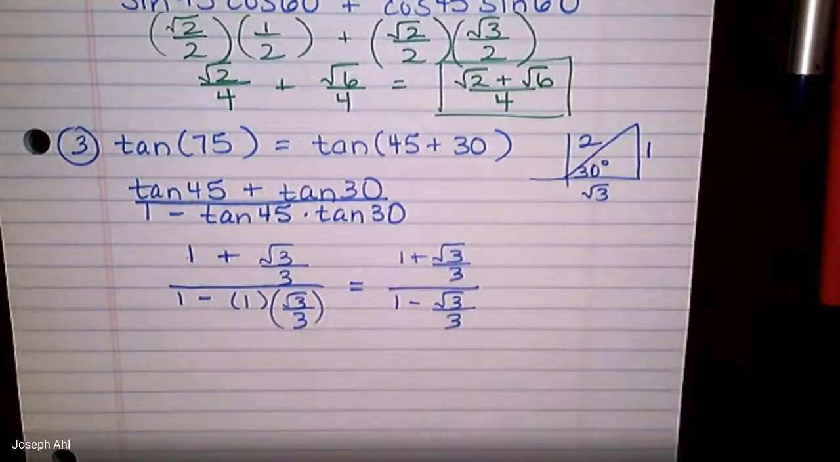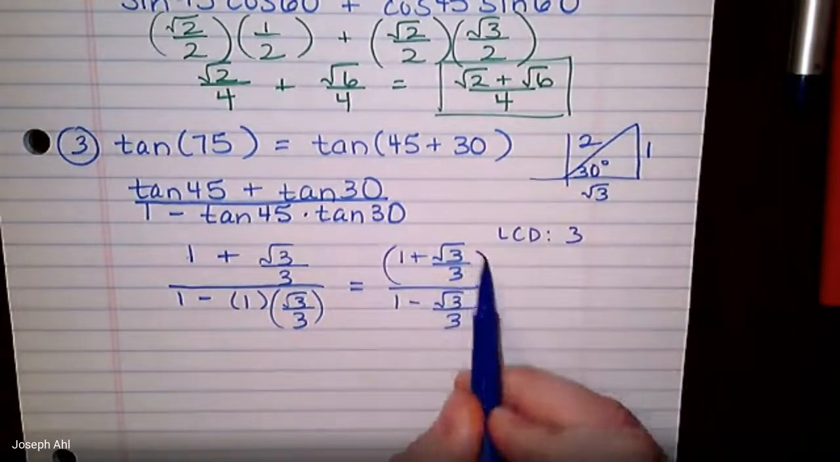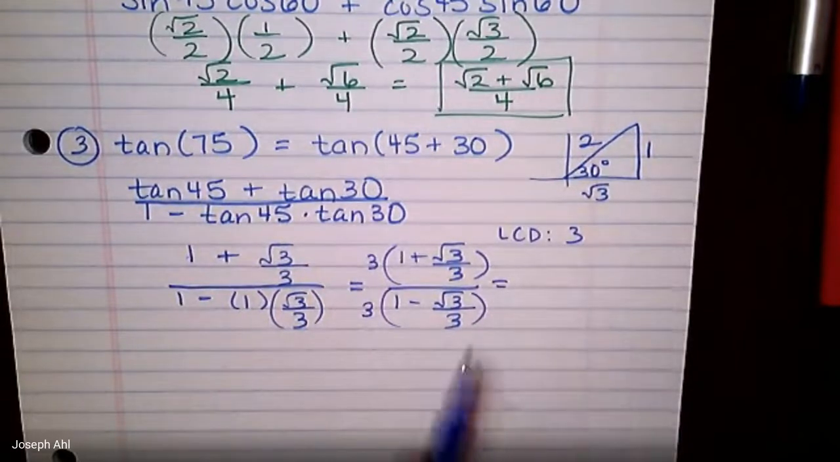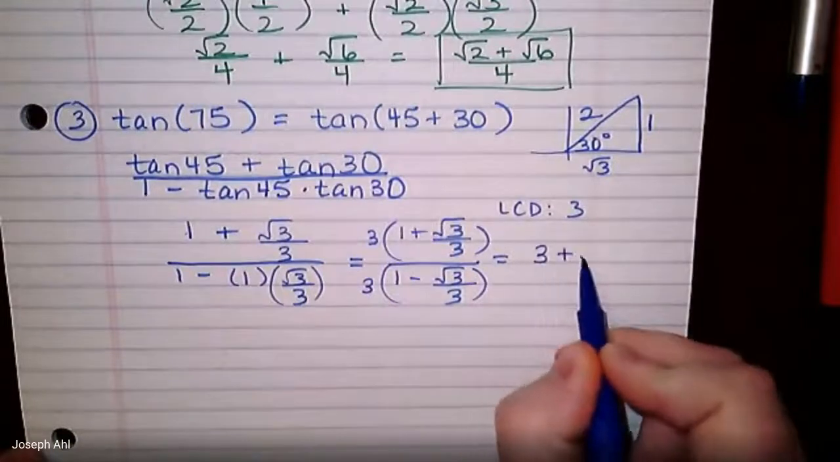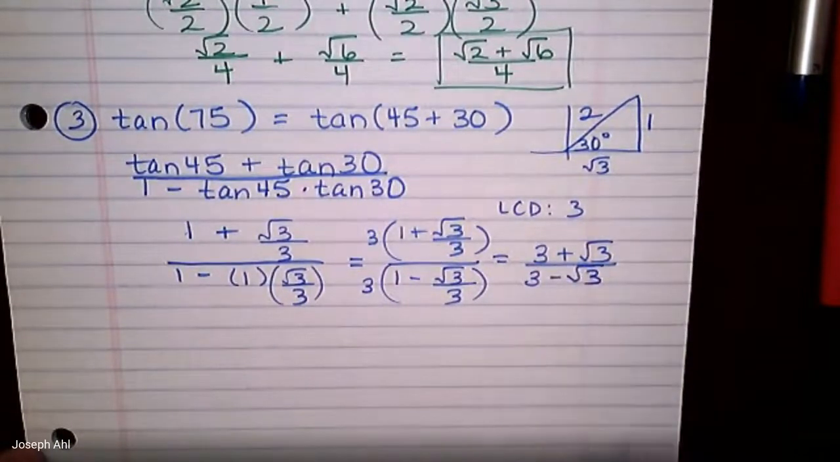We have a complex fraction whose LCD is 3. So multiply the top by 3, multiply the bottom by 3. The hardest part about a tan question is probably the algebra, to be honest. Distribute the 3 across the top, you get 3 plus radical 3. Distribute the 3 across the bottom, you get 3 minus radical 3.